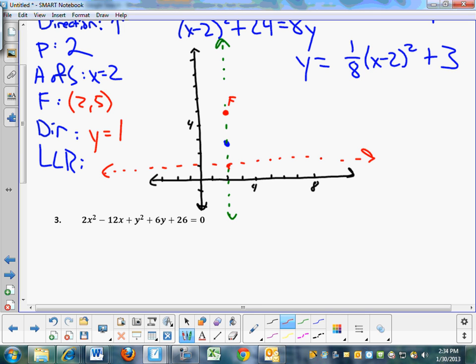Length of the latus rectum, 4 times p. What's 4 times p? 8. So how many units in each direction from the focus do I go? 4. 1, 2, 3, 4. So this segment represents the latus rectum, and the graph travels through the endpoints of the latus rectum. And that's my shape. And those are all the important parts.